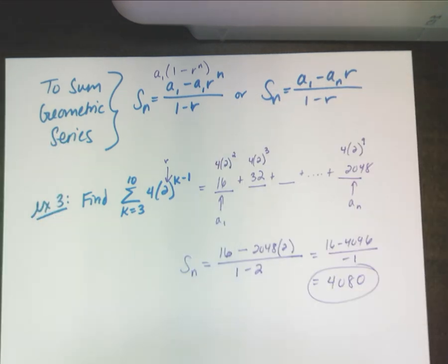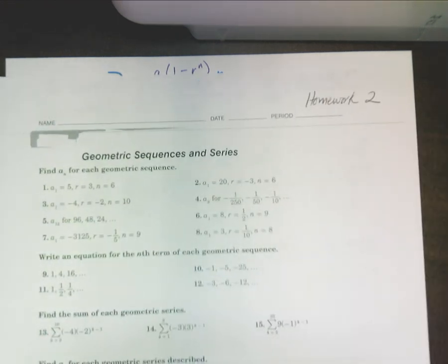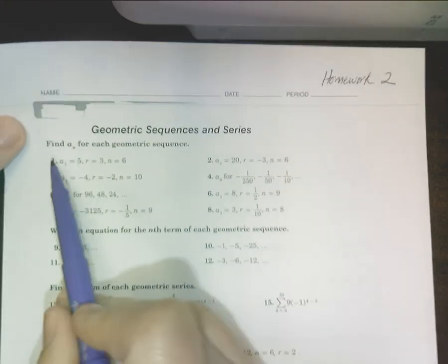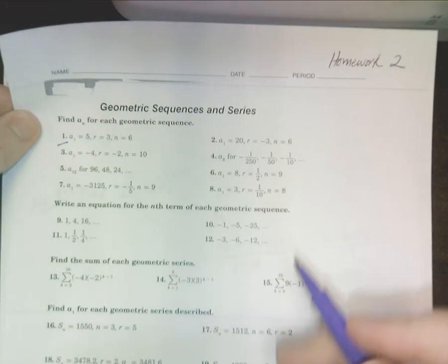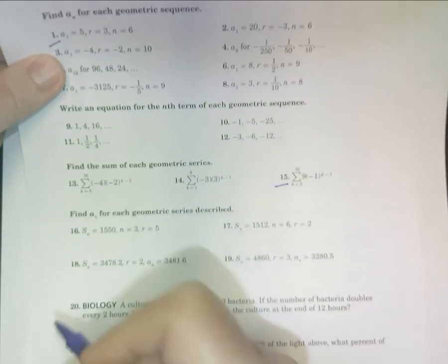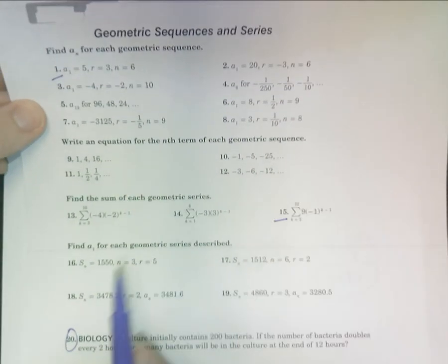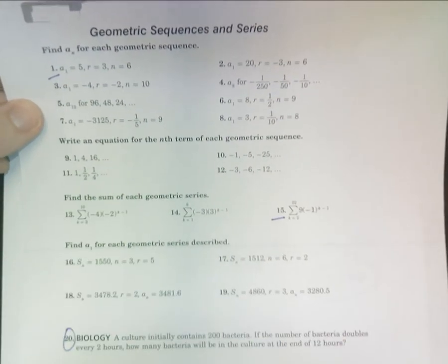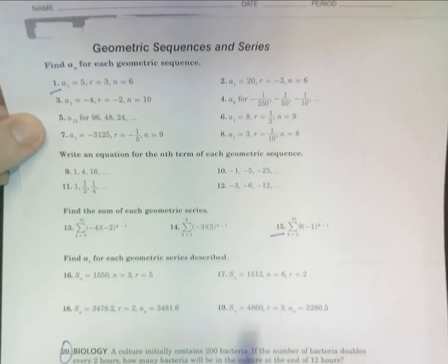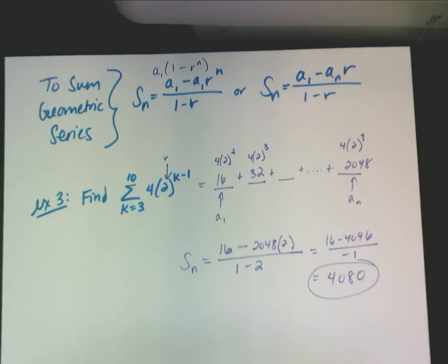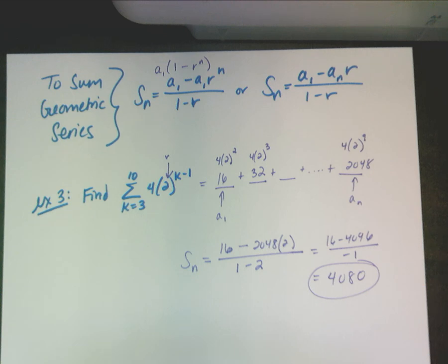Okay. So you are going to do homework number 2, which looks like this, geometric sequences and series. And you're going to do 1 through 15 and then number 20. 1 through 15, not 1, 15, and 20. 1 through 15, all of them, and then number 20. And take a picture and send that to me and Mr. Belk. Adios.